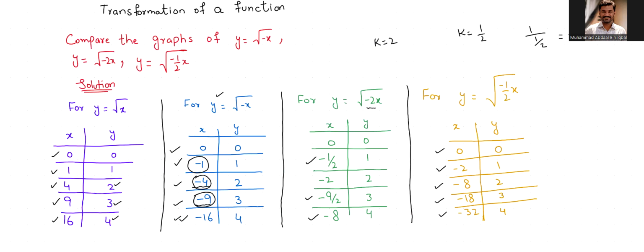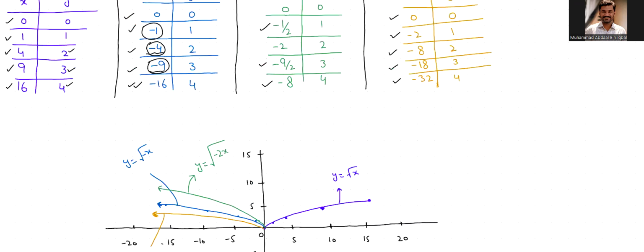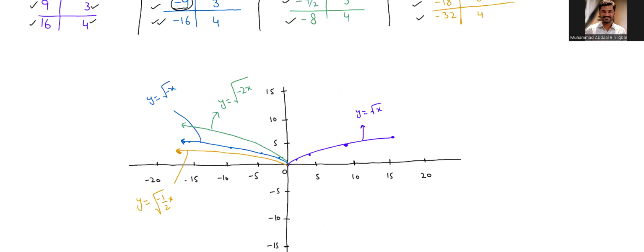Okay. Now moving towards the graph of each table, first of all, we go for the parent function. For the parent function, when we put x is equal to 0, we get y is equal to 0. Here is the first point. If we plug in 1, then we get 1. So this is the graph of y is equal to square root x. This is the parent function.